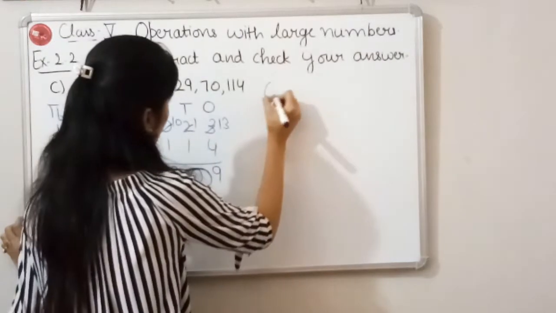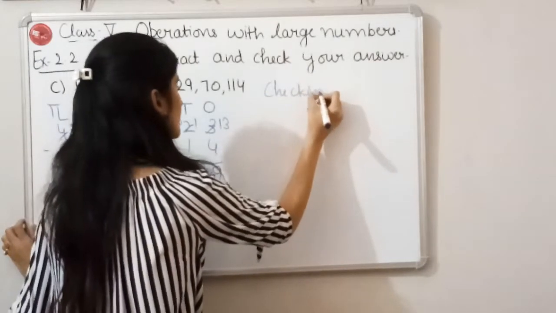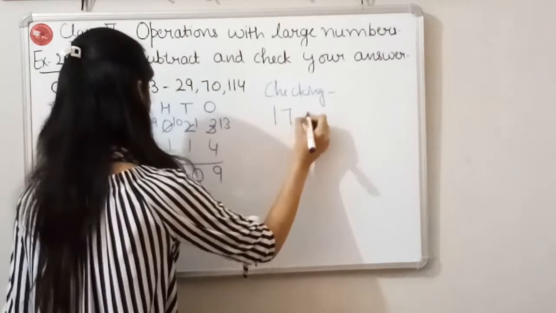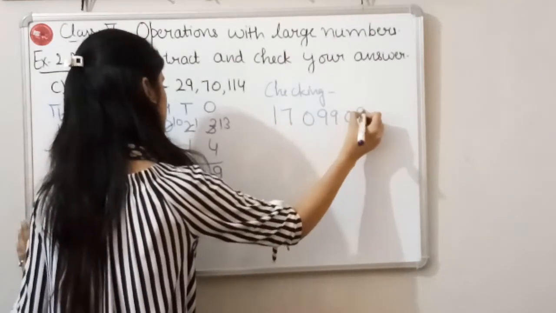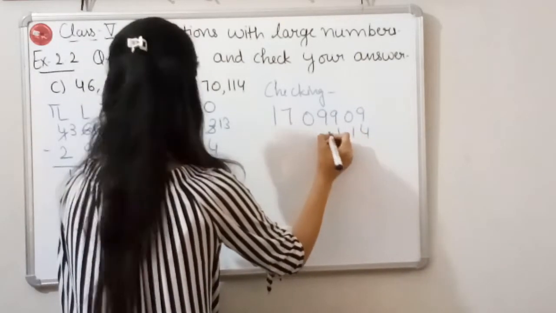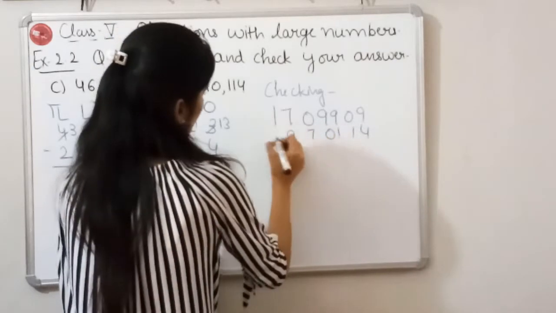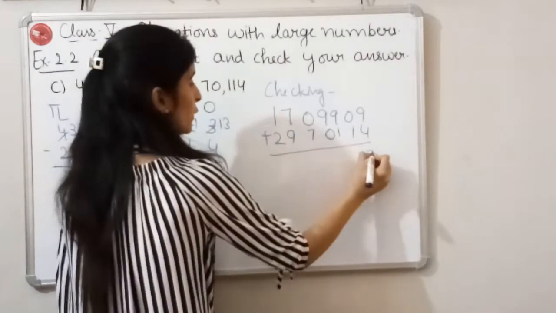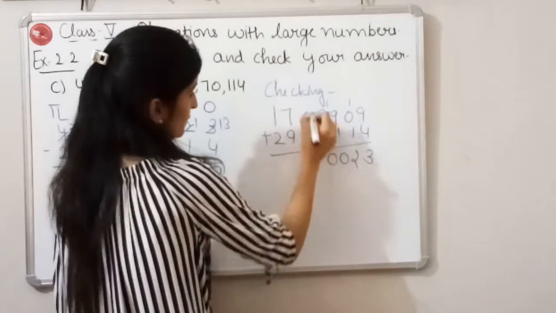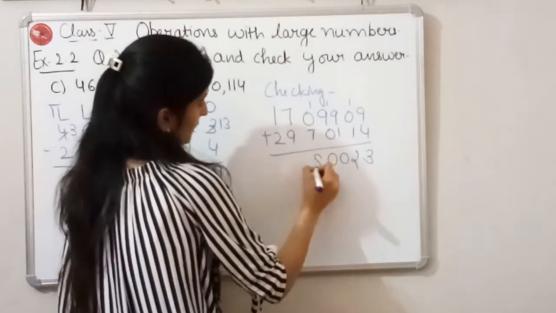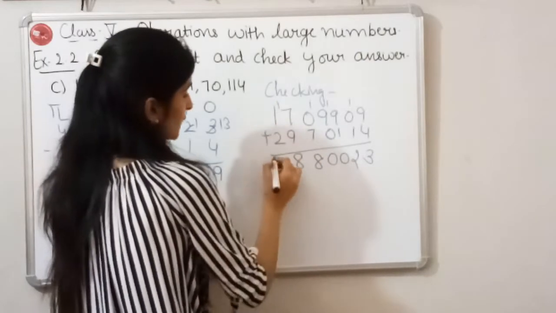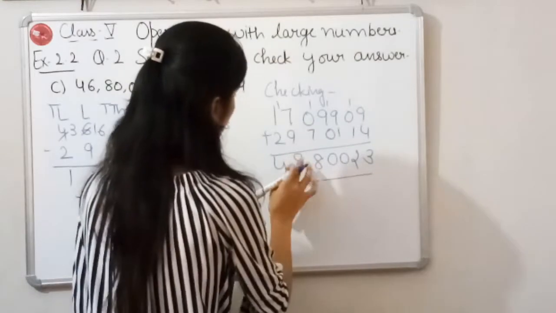Now we have to check. For checking, we will add this difference to the subtrahend. Plus 4, 13. 1 plus 1, 2. 9 plus 1, 10. Again 9 plus 1, 10. 7 plus 1, 8. 9 plus 7, 18. 2 plus 1, 3. 3 plus 1, 4. 9 plus 7 is 16, sorry.